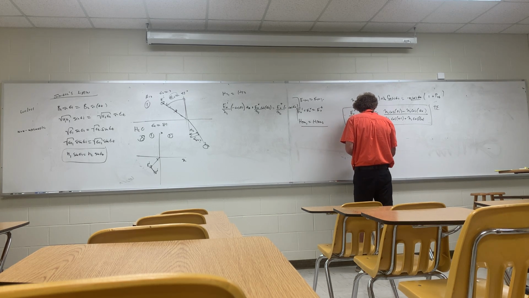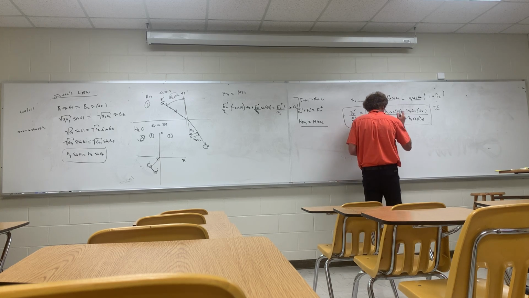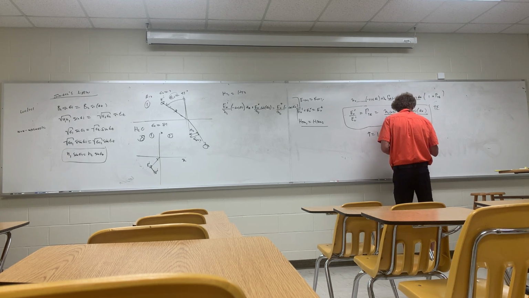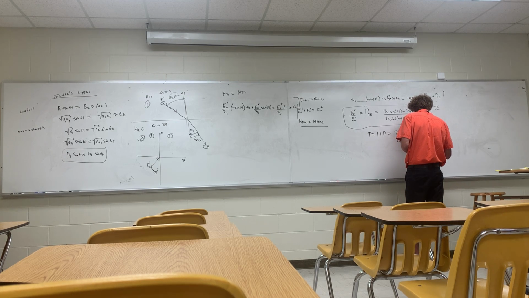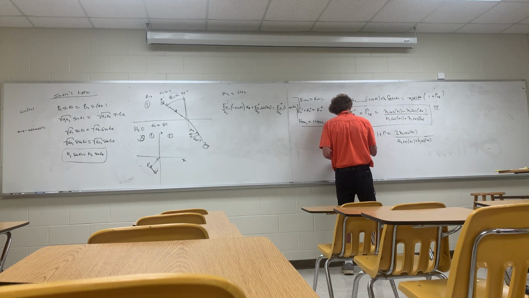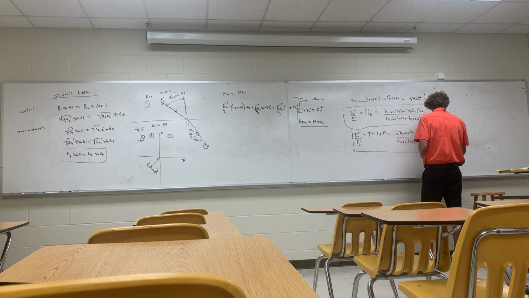The transmission coefficient, for the TE case, will be equal to 1 plus the reflection coefficient, or simply 2 times η2 cosine of theta incident over η2 times cosine of theta incident plus η1 times cosine of theta transmitted. And that's the transmission coefficient, which is equal to E naught transmitted over E naught incident. But this is all for TE, transverse electric.